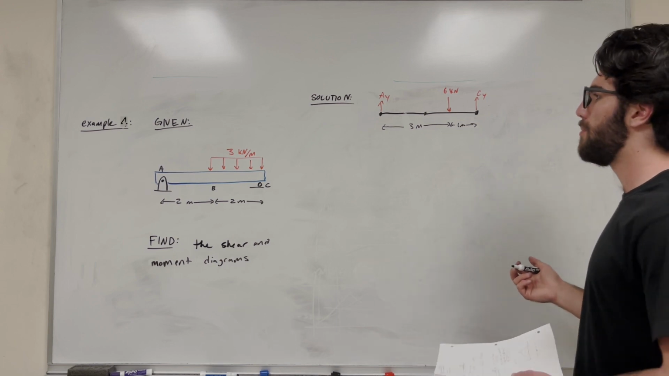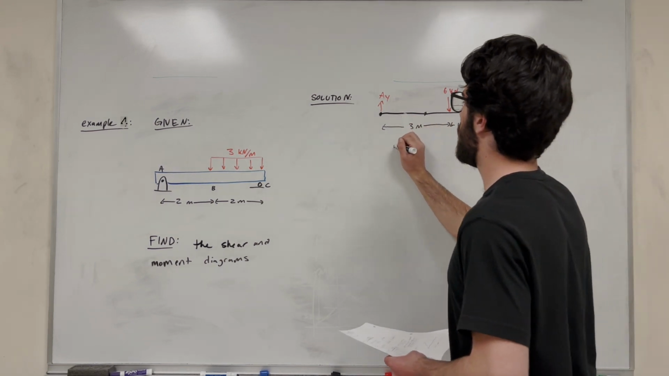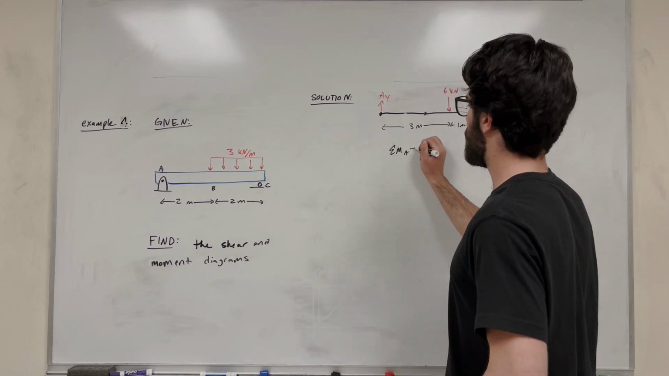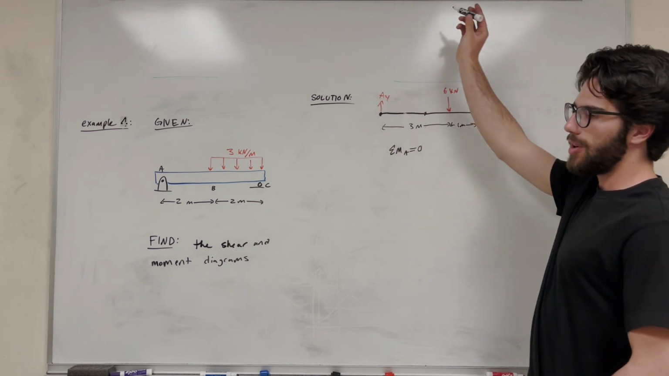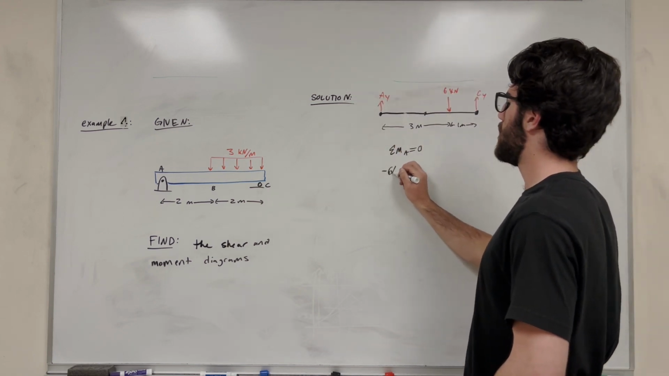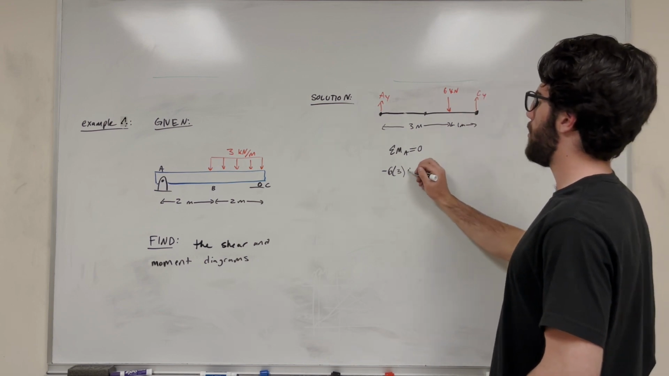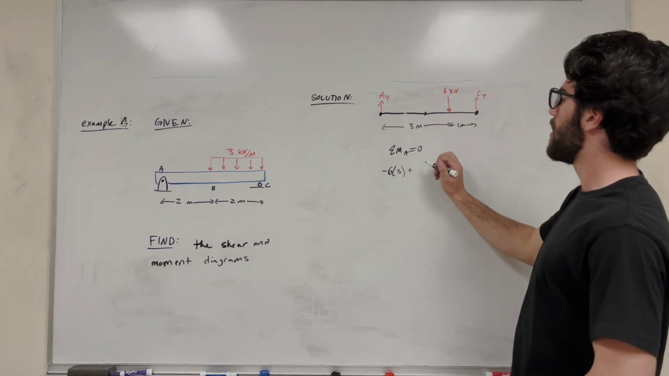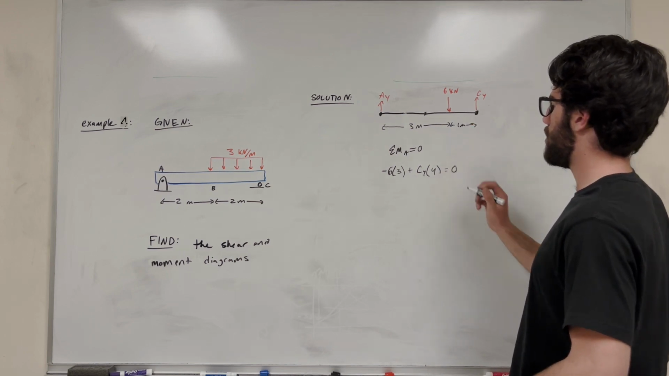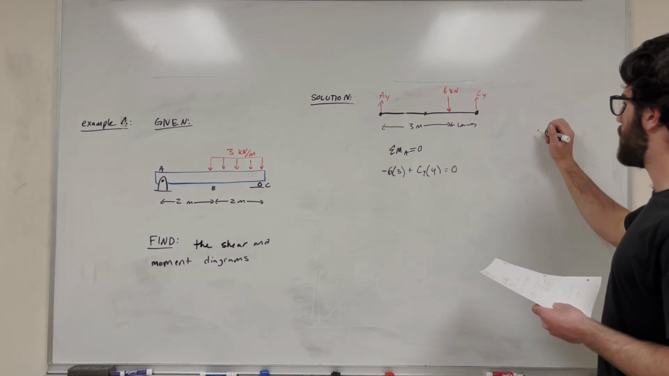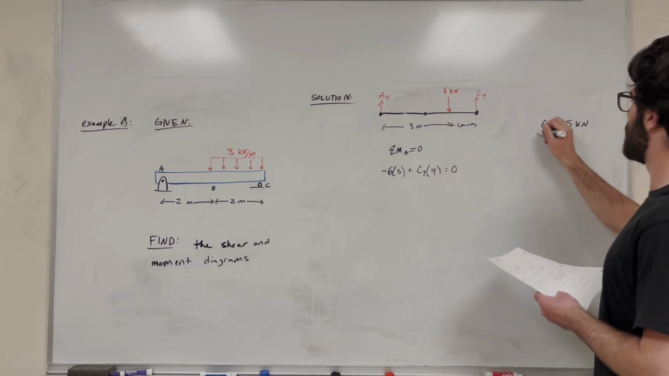So if we take the sum of the moments, if we want to find C of Y and A of Y, let's say sum of the moments around A, set it equal to 0. First of all, the 6 kilonewton load is making us go counterclockwise, so we're going to subtract 6 times its distance away, which is 3. And then we're going to add C of Y because it's making us go clockwise, times 4, set that equal to 0. This will tell you that C of Y is equal to 4.5 kilonewtons.